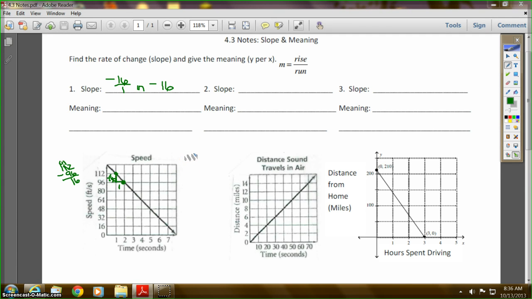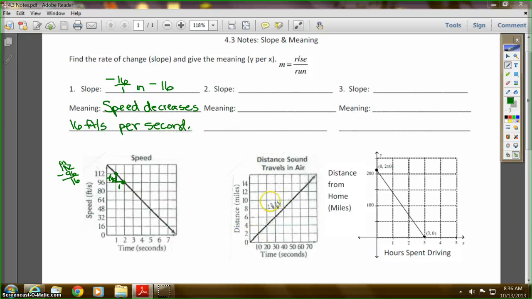Now, what does that mean? That means the speed, my y variable, decreases, that's the negative, 16 feet per second per second. Time is my second. So that's the meaning. The speed decreases 16 feet per second. Here's my y, speed. It's decreasing 16, so I'm representing the negative 16 by decreases 16 feet per second per, and then my x value is seconds, per second.